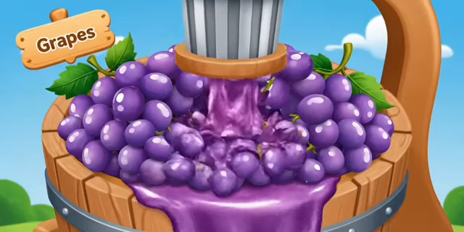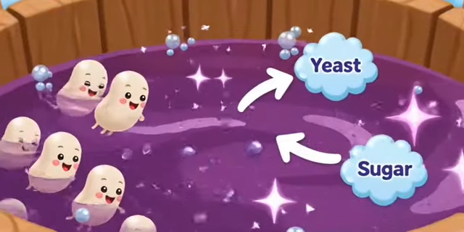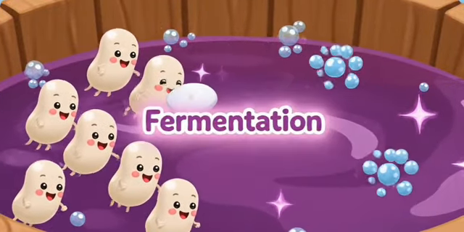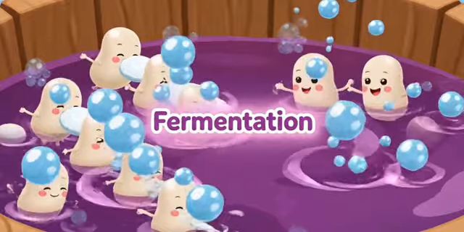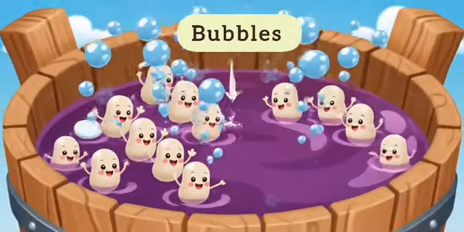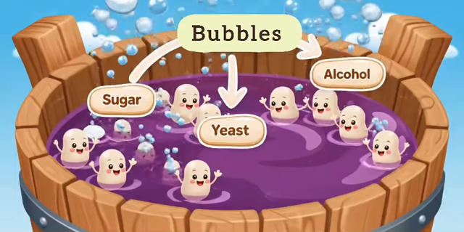Imagine grapes left for some time after being crushed. Tiny yeast organisms start eating the sugar in the grape juice. They change the sugar into alcohol and gas. This process is called fermentation.